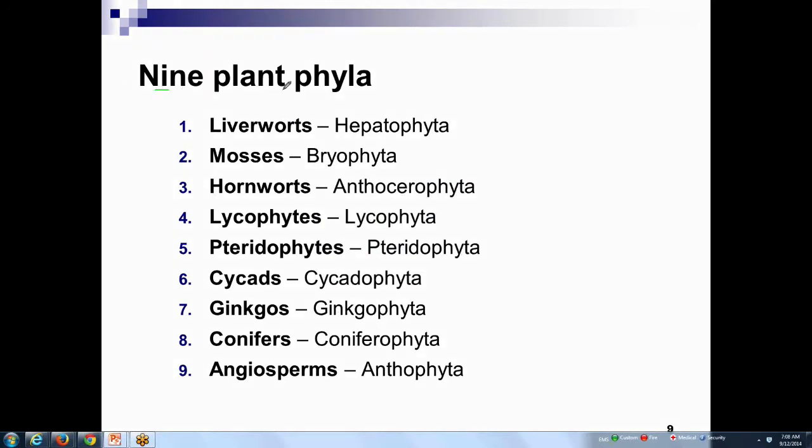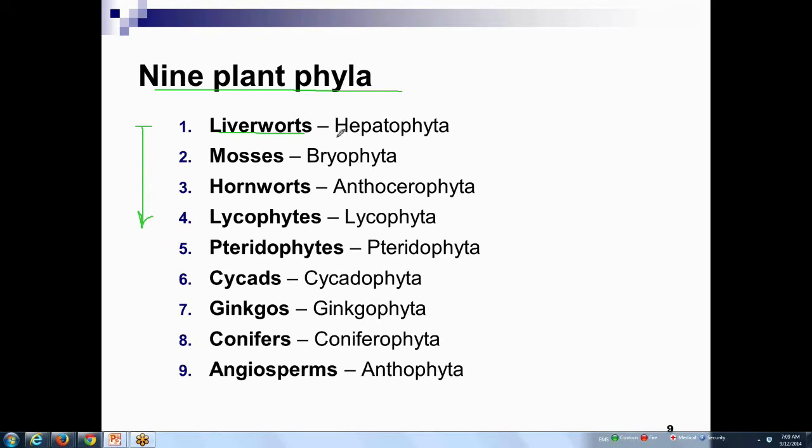Let's go through the 9 plant phyla. First of all, I want to tell you something about this slide. It's not completely obvious, it's not really explained here, but this is basically the order in which we think the plants may have evolved. So the very first land plants, you guessed it, would have been something probably like liverworts or something very similar to them.